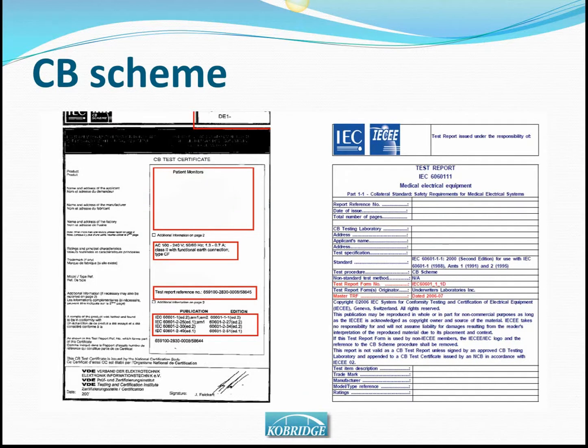And then on the other section they've also highlighted the important sections of the report that should be considered. For instance, we have the product, we have also the ratings, and we have the reference of the report and the standards applied and their edition, so the year or the edition number.